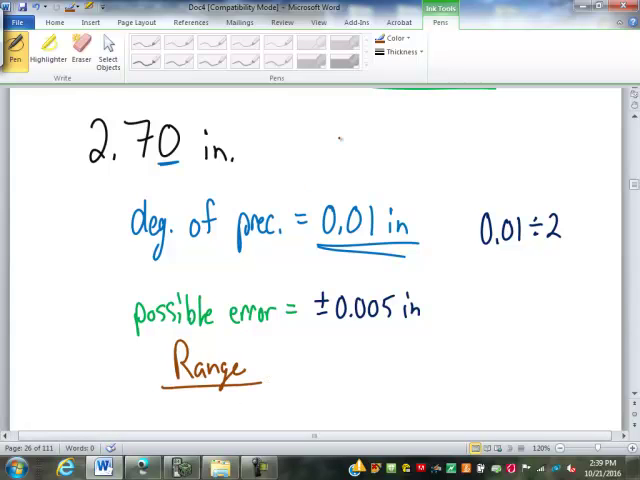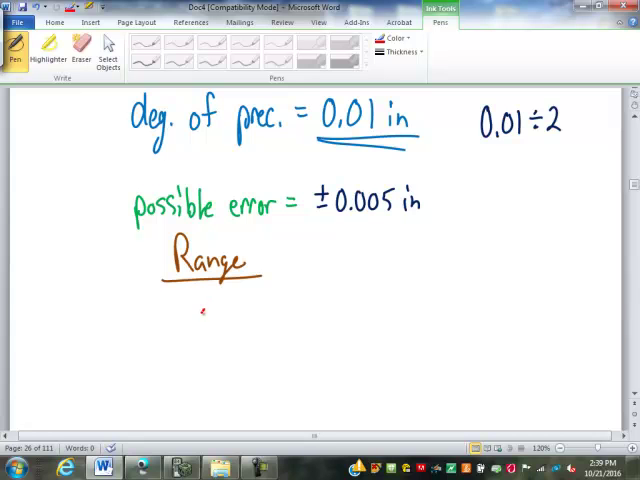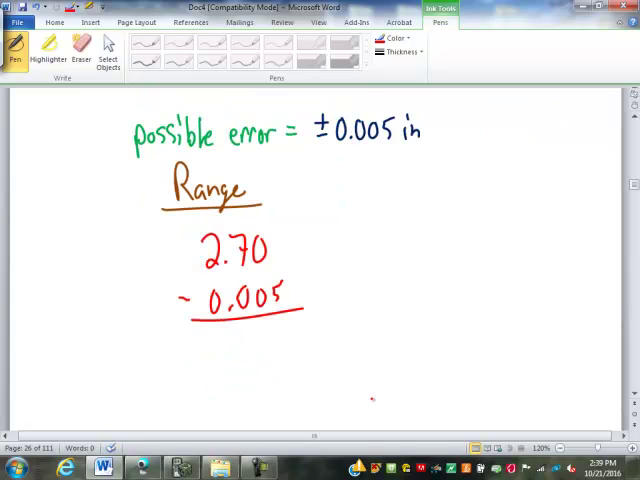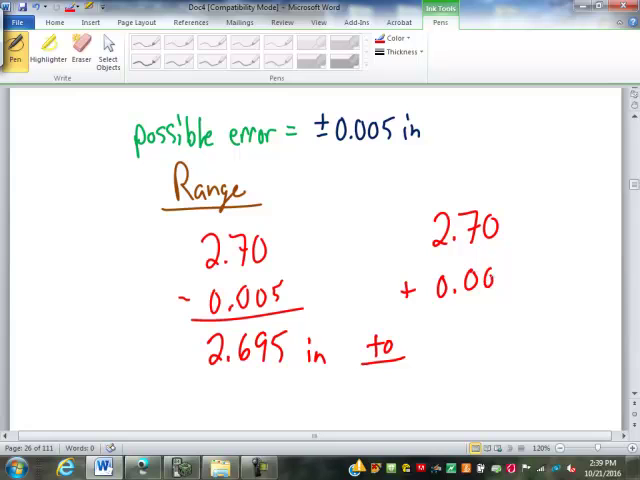Our range, well, 2.70 minus 0.005, 2.695 inches, to 2.70 plus 0.005, which is 2.705 inches.